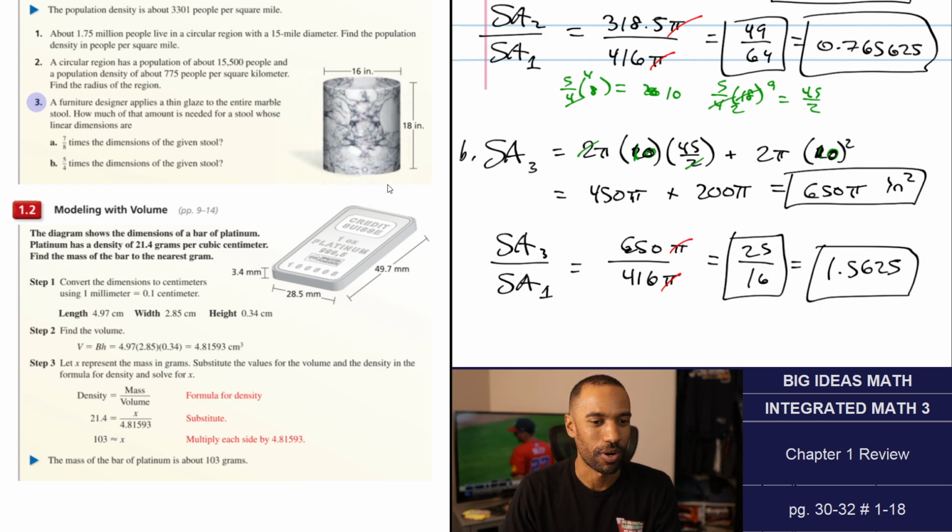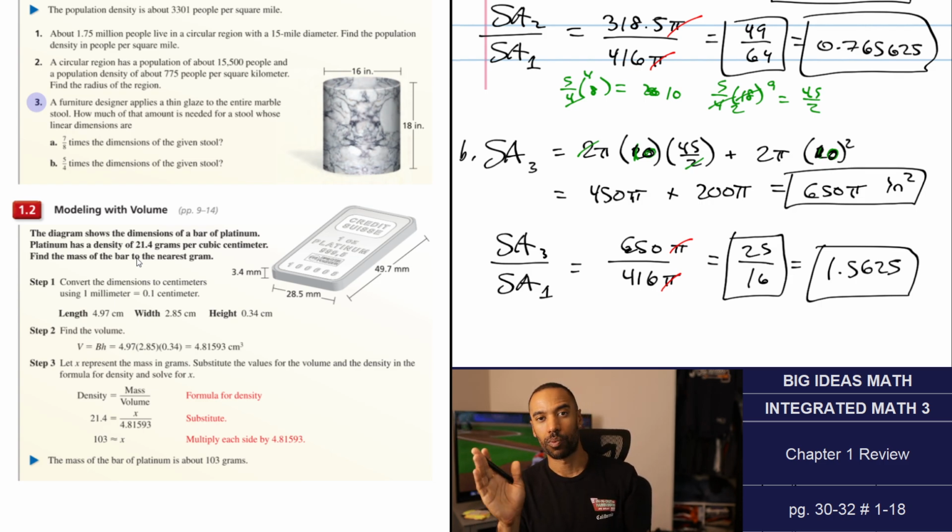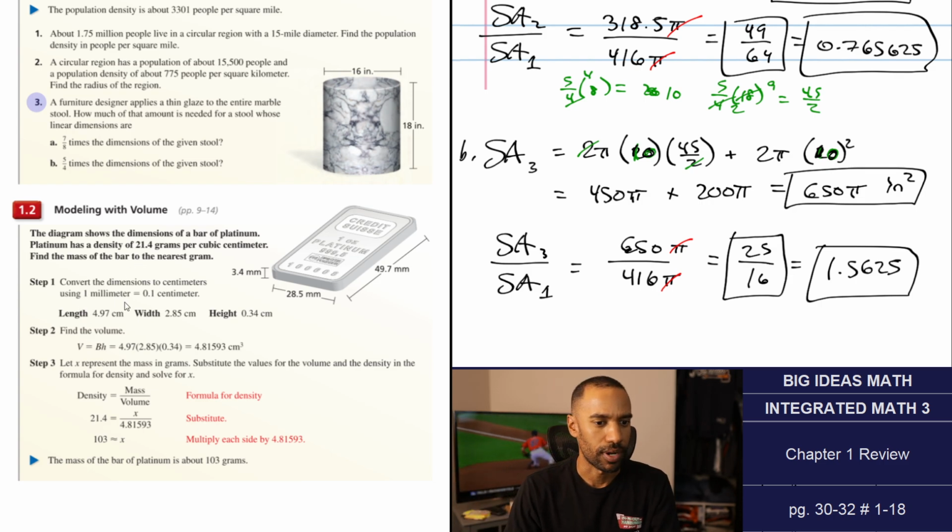Platinum has a density of 21.4 grams per cubic centimeter. Find the mass of the bar to the nearest gram. Okay, so this one deals in density as well, and they have the examples written out. Now, they do say to the nearest gram, and they say per cubic centimeter here, but the things they list here are millimeters. So the very first thing you'll probably want to do is convert these values to centimeters.